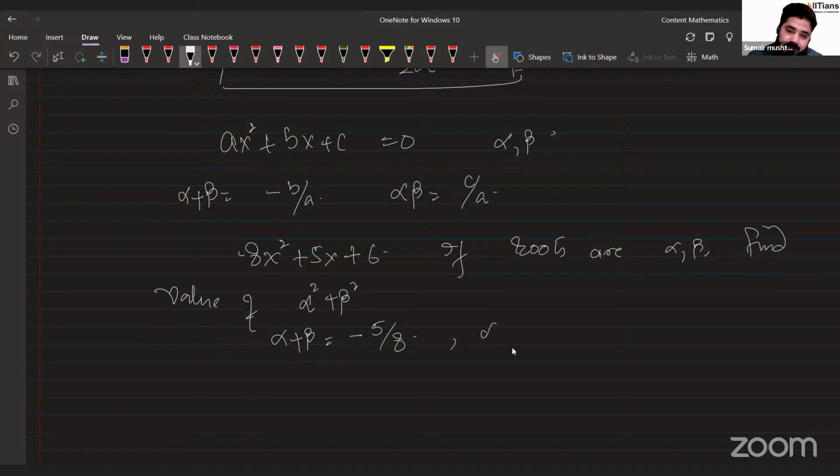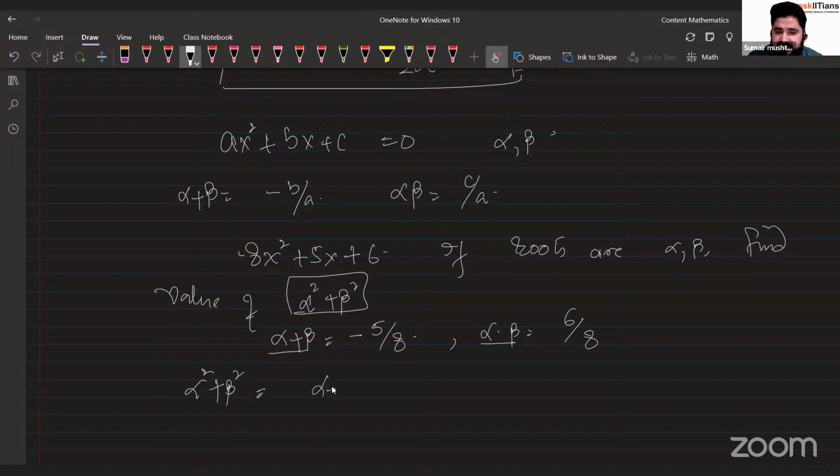What is here? Alpha into beta. That's equal to c by a. That is 6 upon 8. Right? I will not go for the cancellation right now. Now, this alpha square plus beta square. Now, what I need to do, I will put it all in the form of the sum of the roots and the product of the roots.